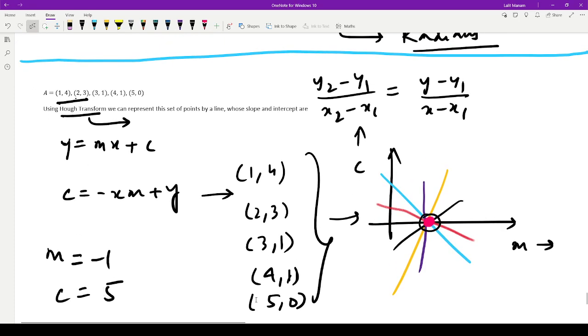Any doubts with the procedure for Hough transform? This is what the algorithm says. Well, the algorithm says to go across all the lines and then vote here. So it's not exactly saying that I'll just find the intersection point, but it's more like you will vote one at each of these points.